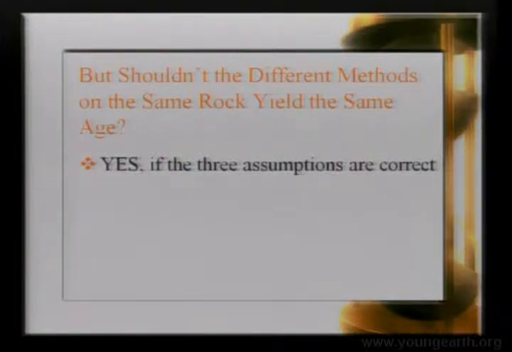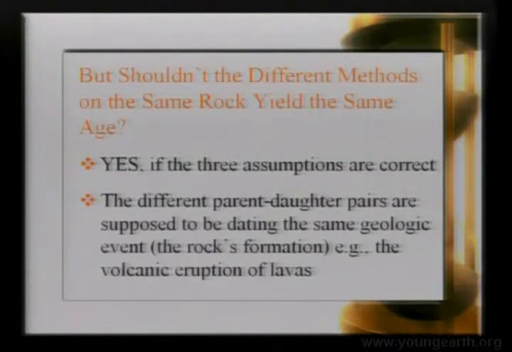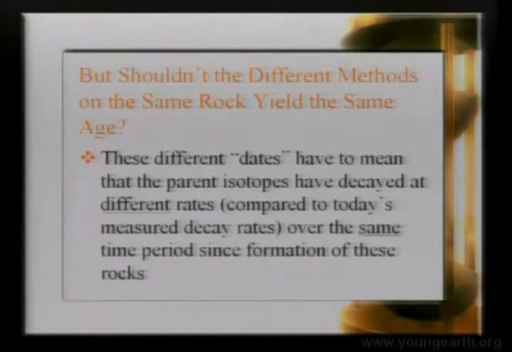Methods should yield the same age on the same rocks. The reason is that the different parent-daughter atom pairs are supposed to be dating the same geologic event, that is, the formation of the rock, the original volcanic eruption, for example, of the lavas. So the different dates have to mean that the parent atoms or isotopes have decayed at different rates in the past compared to today's measured decay rates over the same time period since the formation of these rocks.